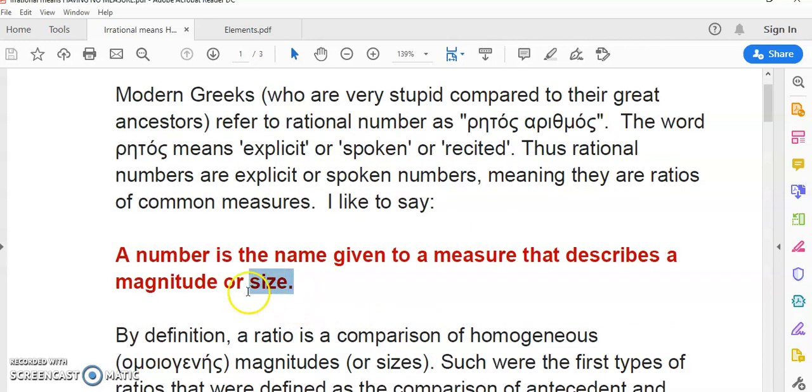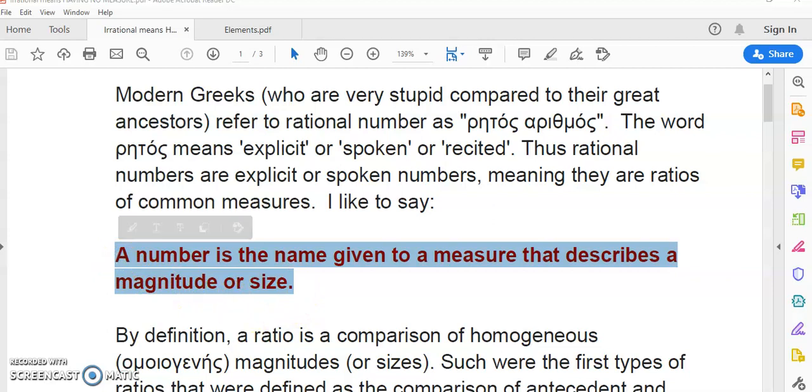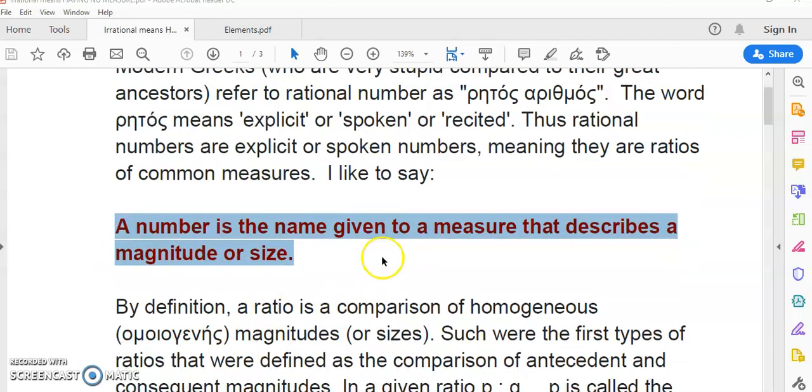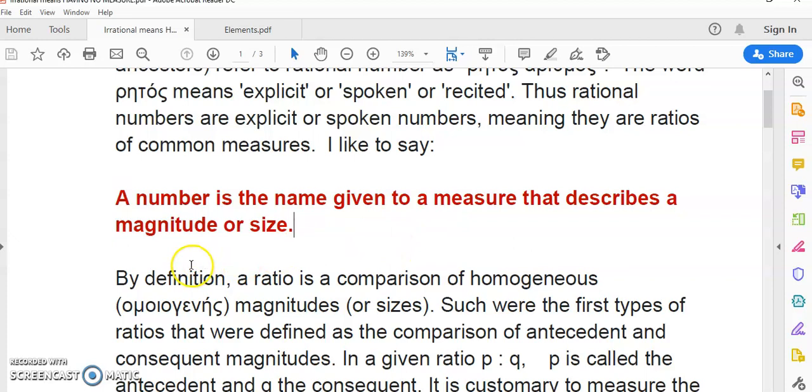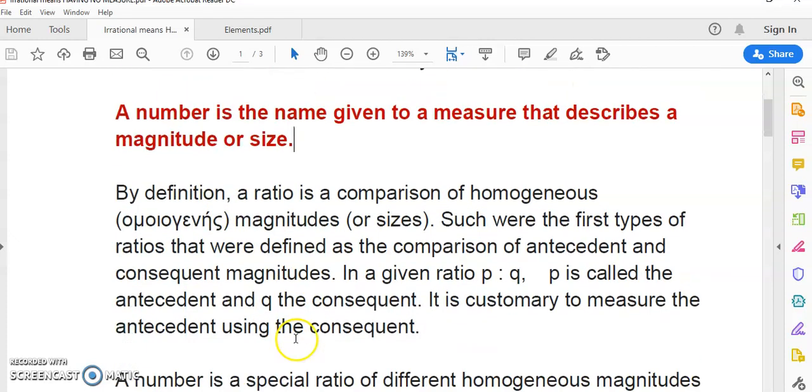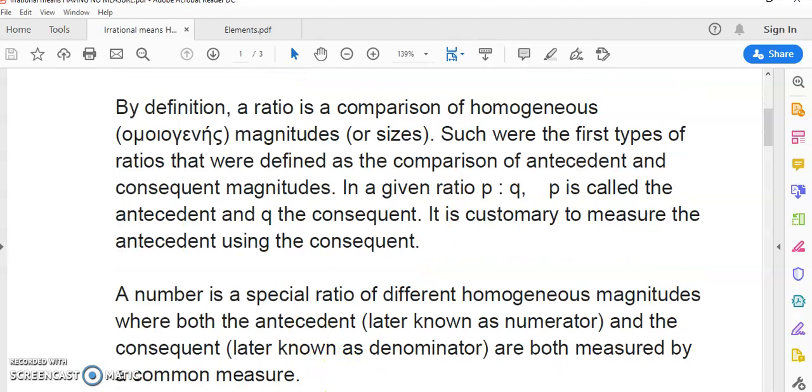Now I know I have told you this before, but it's so important, and it forms the basis of the definition of number from scratch. Okay, a number is the name given to a measure that describes a size. So, by definition, a ratio is a comparison of homogeneous magnitudes or sizes. Now, the Greek word for homogeneous is homogeneous, which comes from two words, homeo and genes, and which both respectively mean similar generation or similar type. And so such were the first types of ratios.